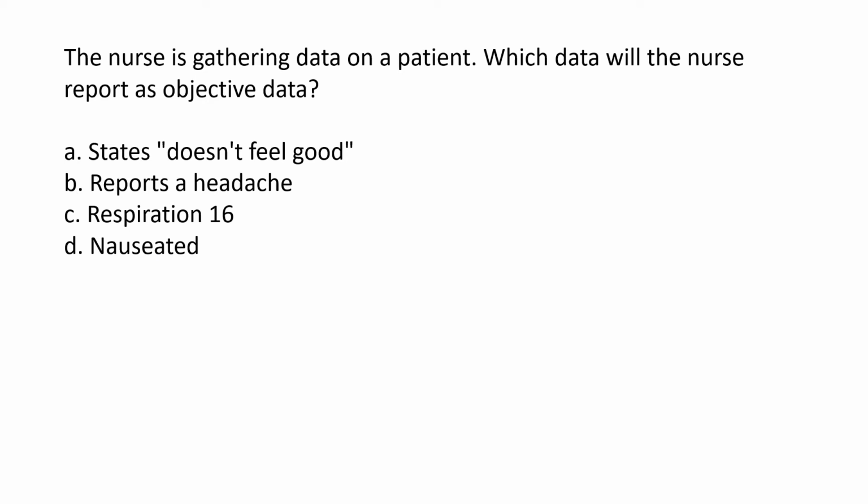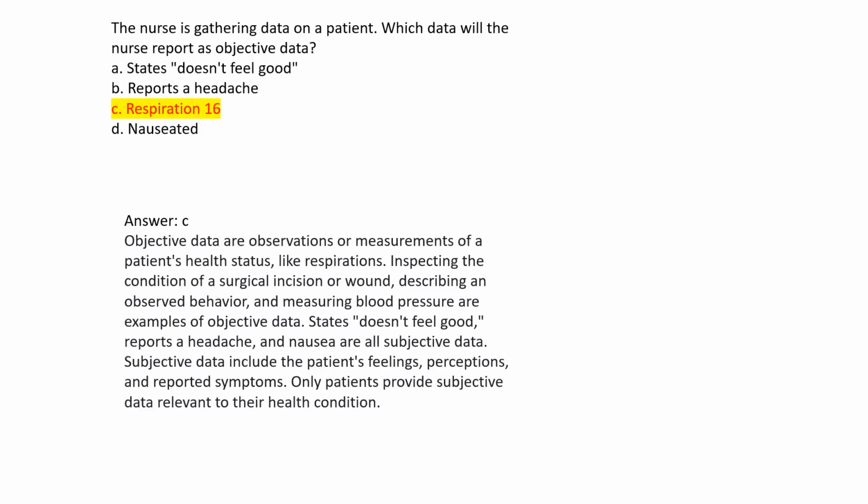The nurse is gathering data on a patient. Which data will the nurse report as objective data? A. States doesn't feel good. B. Reports a headache. C. Respirations 16. D. Nauseated. Answer: C. Respirations 16. Objective data are observations or measurements of a patient's health status, like respirations.